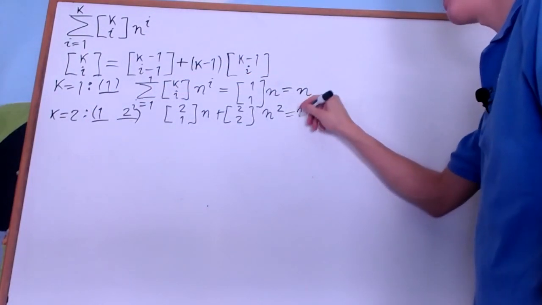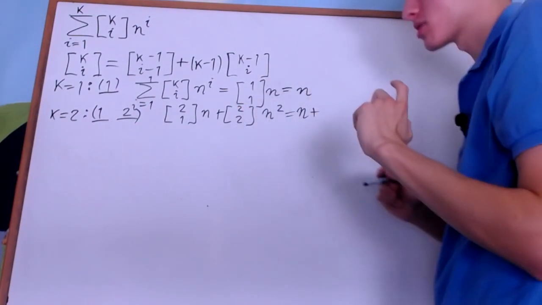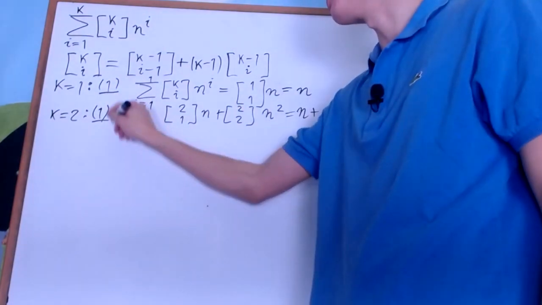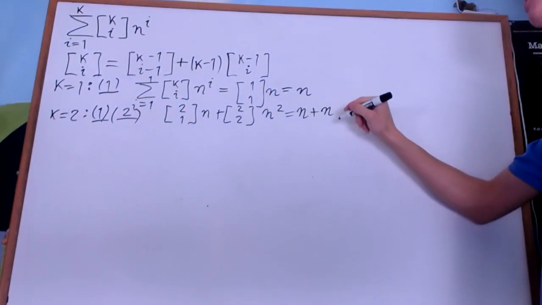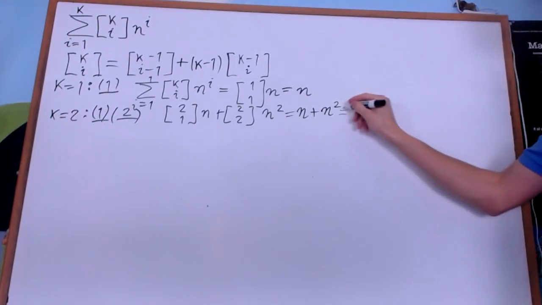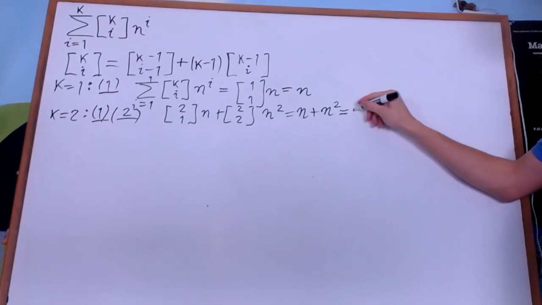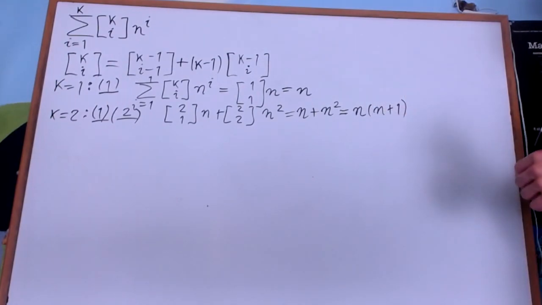Alright, so that's 1, so we just get n there. But what about two symbols, two cycles? Well, there's only one way to do that too. It's where 1 goes to itself and 2 goes to itself. And so I just get n plus n squared. And now I'm going to write this out a little bit of a weird way, but it'll make sense as we go along. It's n times n plus 1.